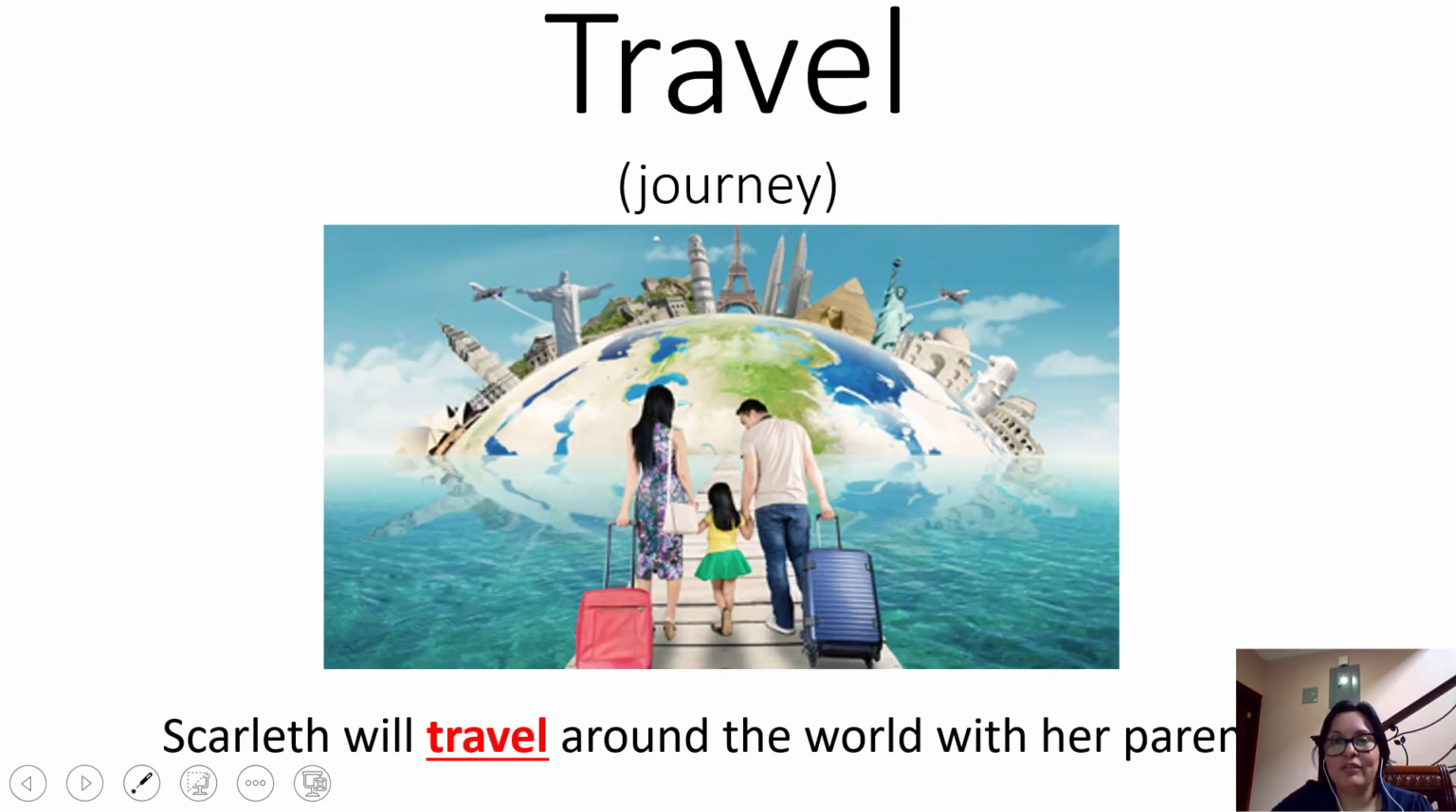Travel. A travel is a journey. You travel when you go from one place to another to visit and to enjoy that place or to visit your family. Let's read the sentence. Scarlett will travel around the world with her parents. Well, right now we cannot do it because of the lockdown, but hopefully we are going to be able to do it as soon as possible.